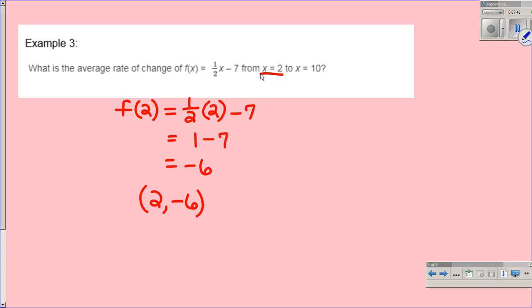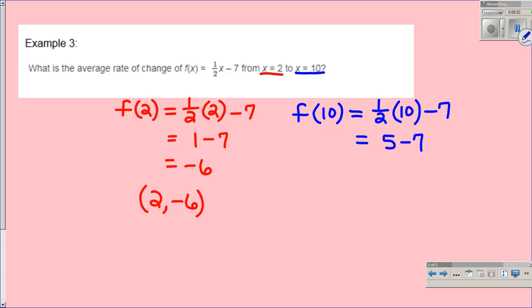Okay, the next one, we're going to use the value x equals 10. So we're evaluating the function for f of 10. It tells us to take half of 10 and subtract 7. Half of 10 is 5, and 5 minus 7 simplifies to negative 2. Our input was positive 10. Our output was negative 2.